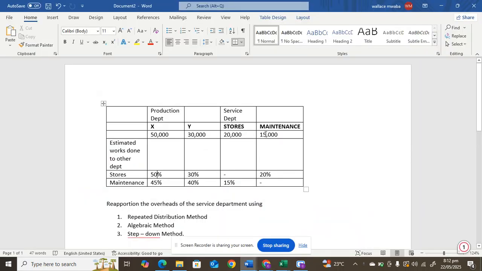Okay, so we have a question here. We've been given information about a company with two production departments, Department X and Y, and two service departments, stores and maintenance. So these are their total overheads.